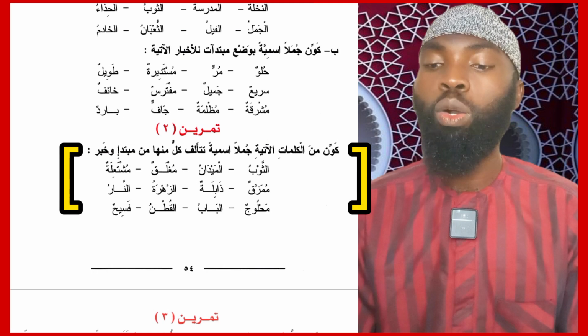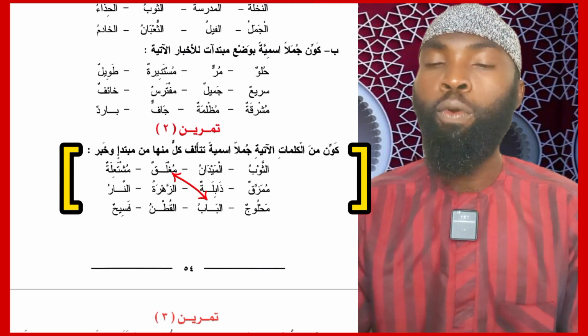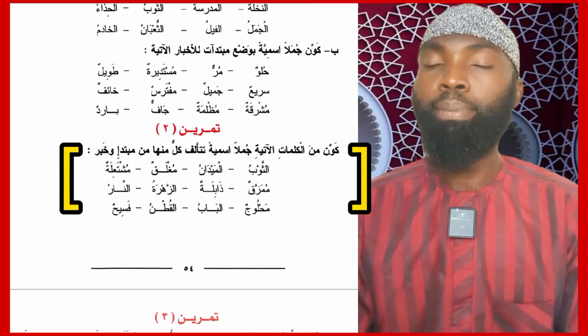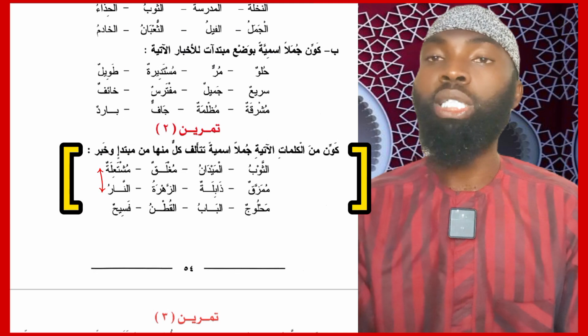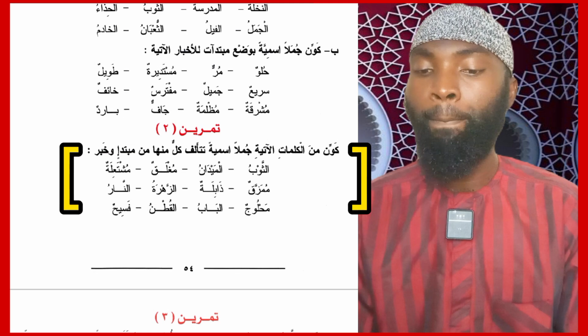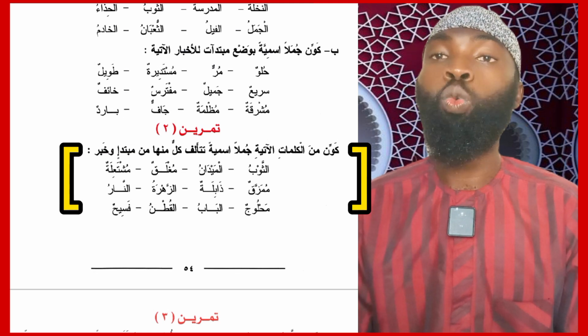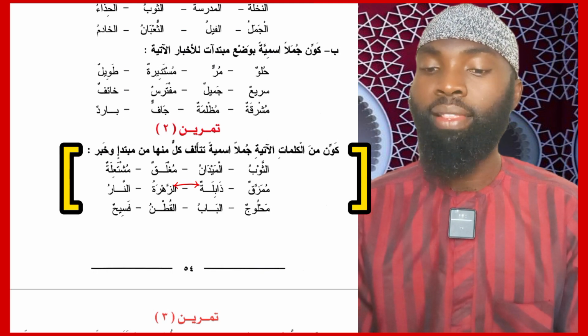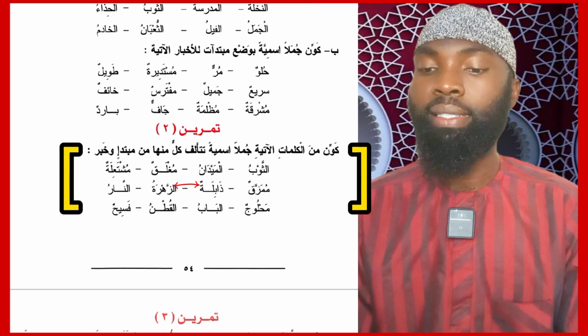Next we have mogolakun, closed. We can say al-babu mogolakun. The door is closed. Next we have mushta'ilatun, which means blazing. We can say an-naru mushta'ilatun. The fire is blazing. And next we have dhabilatun, which means withering, drying. So we can say az-zahratu dhabilatun. The flower is drying up.